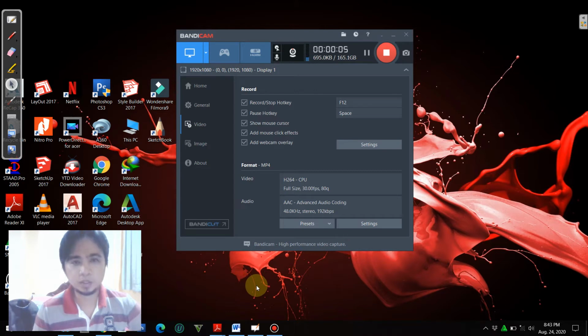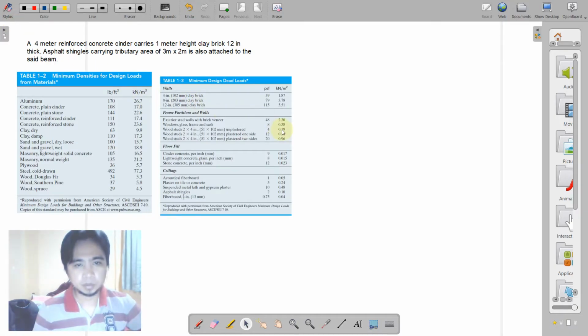We are going to discuss now the solutions of the worded problems you had in your quiz last time. We're just going to focus on the worded problems and go over the solutions. As we can see here, the first problem is on the calculation of dead load. Of course, I have already pasted here the references or the tables needed for this problem.